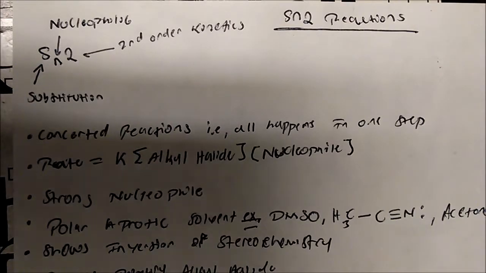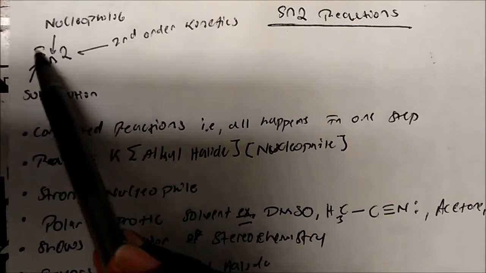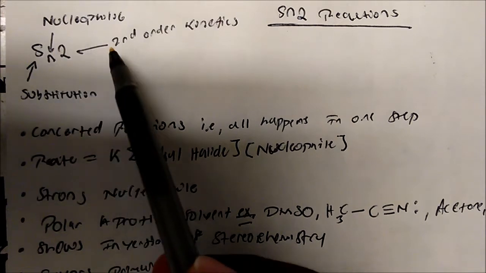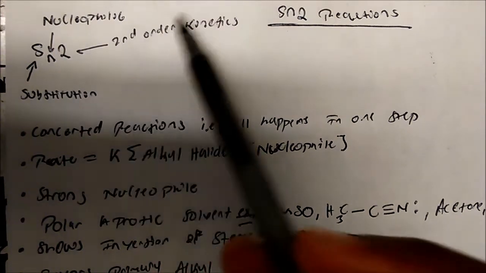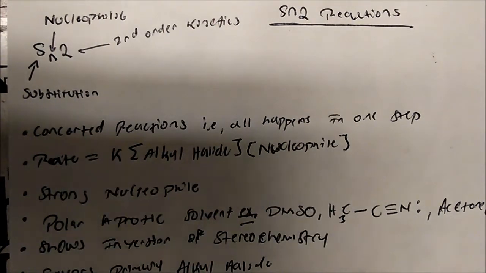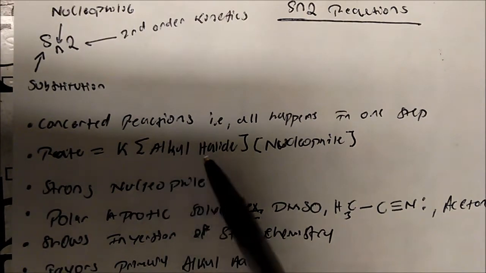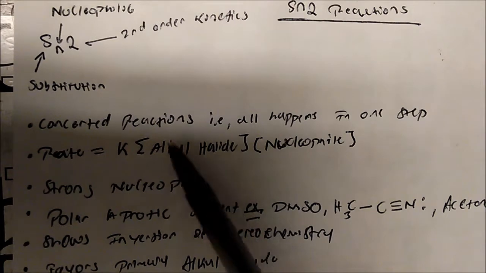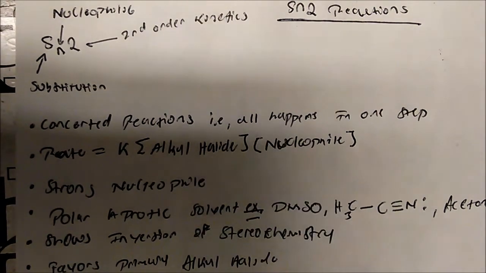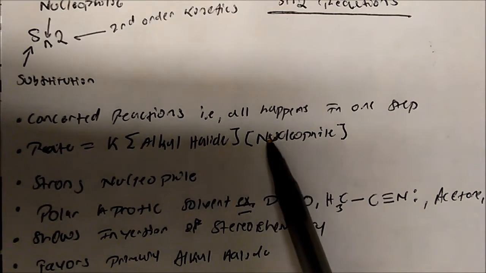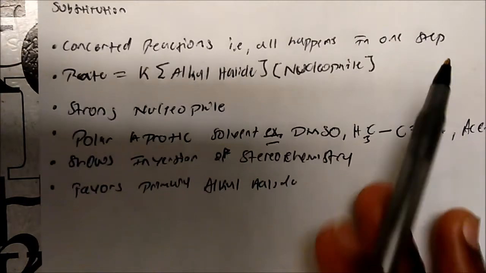reactions. These reactions are nucleophilic, right? So they're substitution nucleophilic and second order. They follow second order kinetics, which means that the rate law is basically k times the concentration of the alkyl halide and the nucleophile. Now these reactions are concerted, which means that it all happens in one step, right? All bond making and all bond breaking happens all at once.